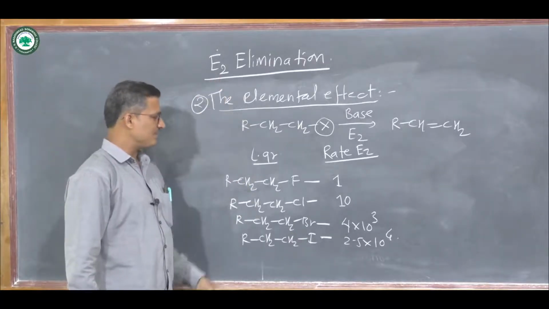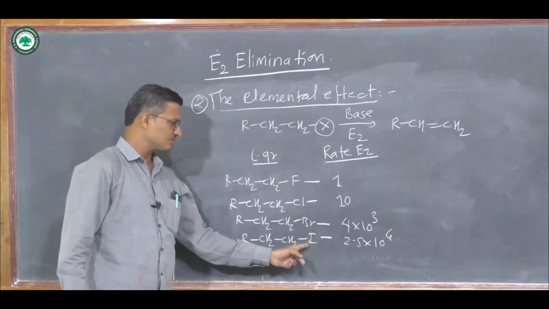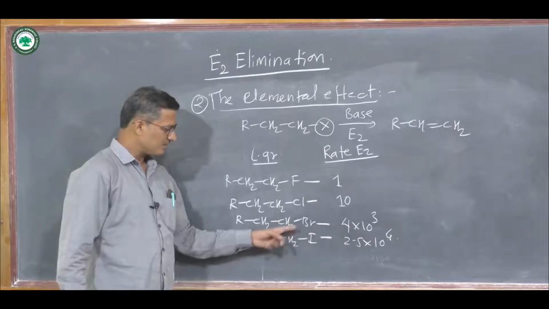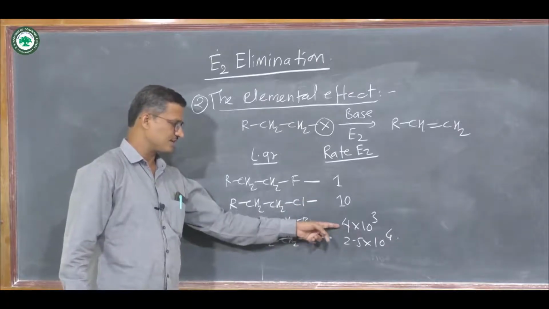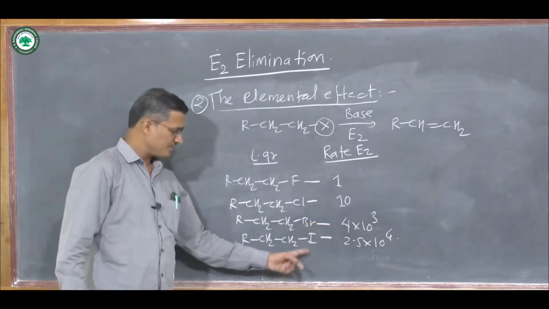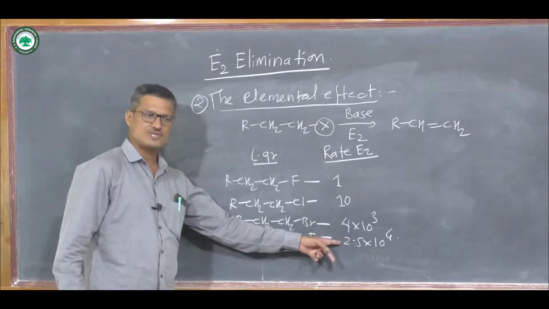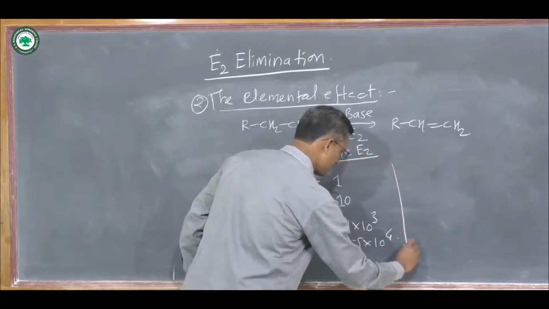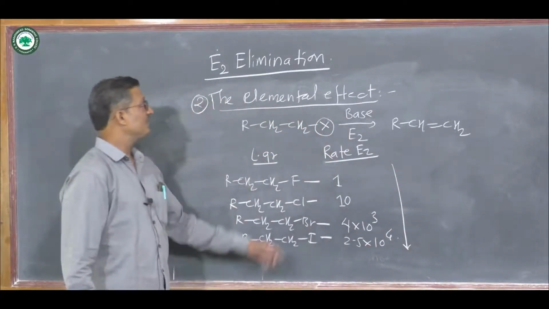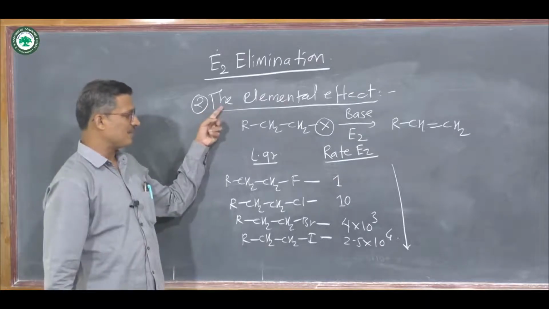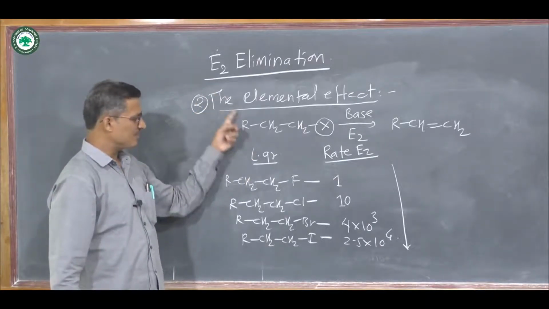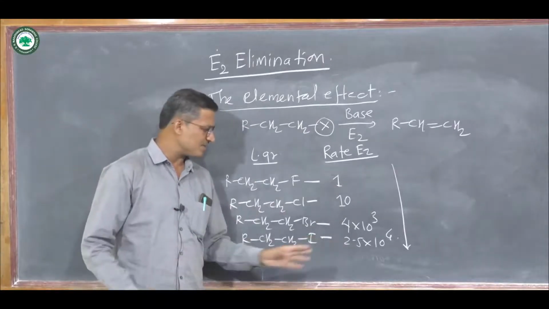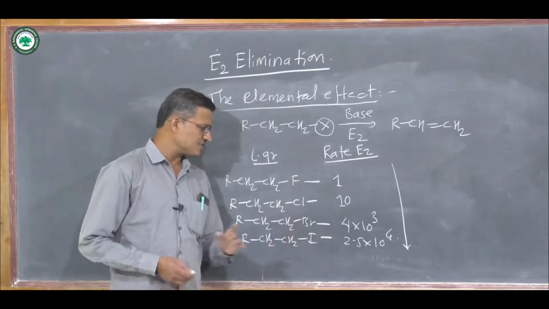It means in E2 elimination, when we change the leaving group, we take fluorine, the E2 rate is 1. You take chlorine, it's 10. When you take bromine, its rate increases and goes to 4 into 10 raised to 3. When there is iodine, its rate is 2.5 into 10 raised to 4. So why does the rate of reaction increase when we change the leaving group? What is the meaning of this? Why is the rate of reaction changed?